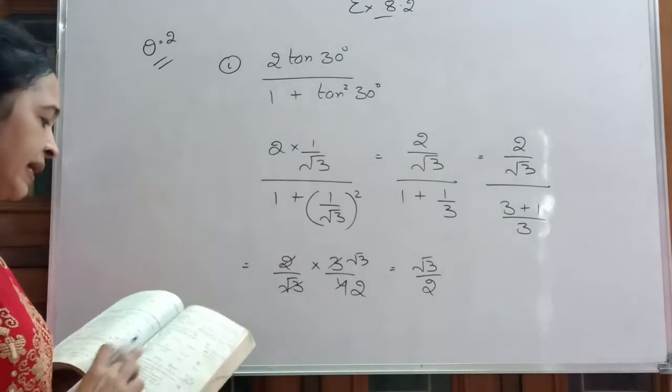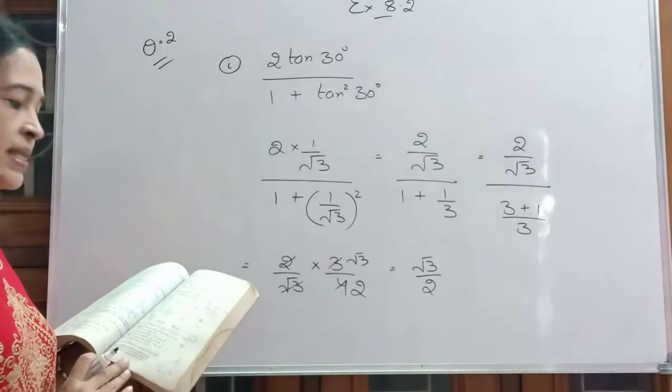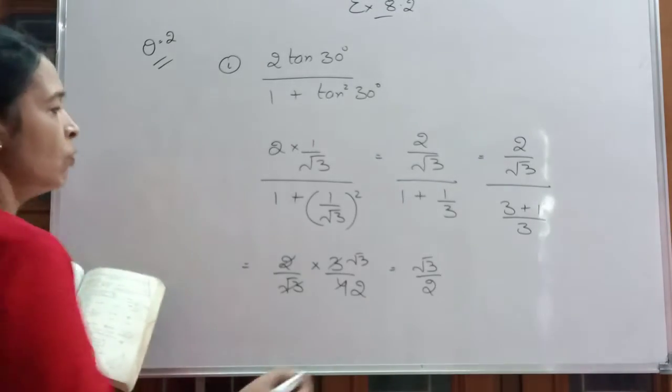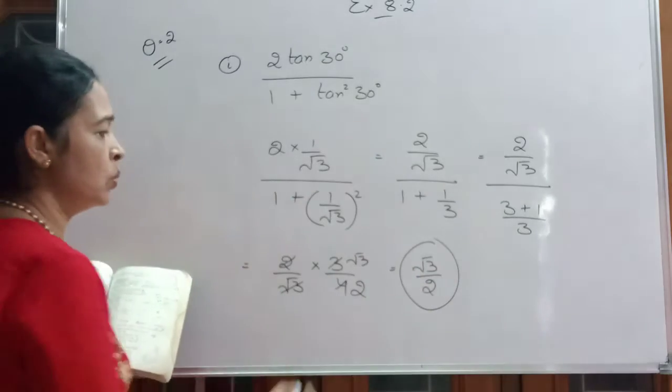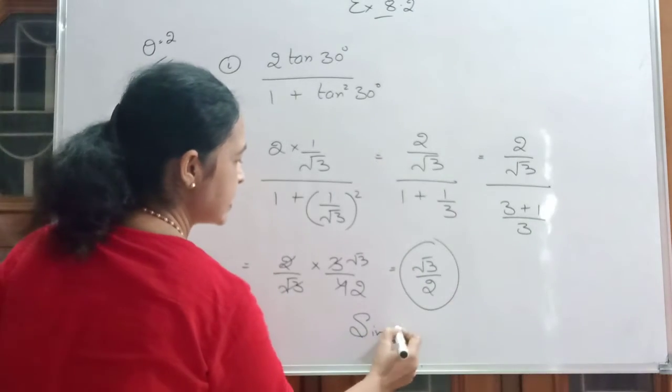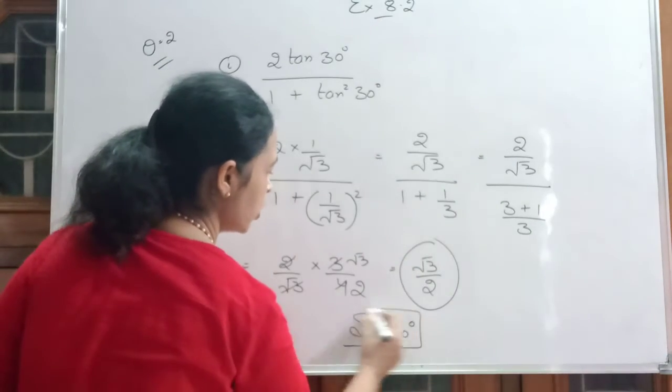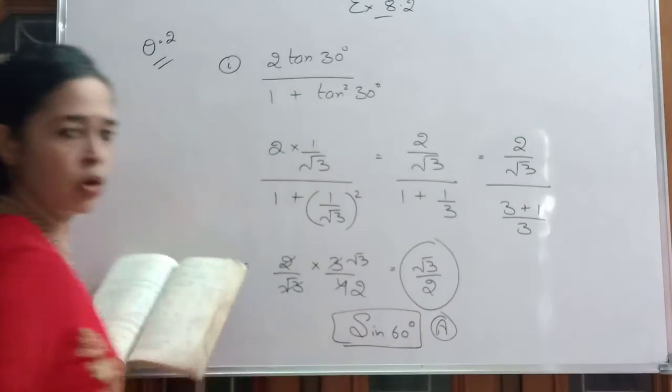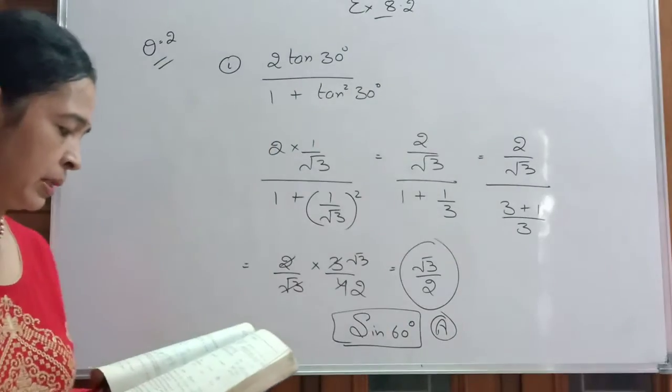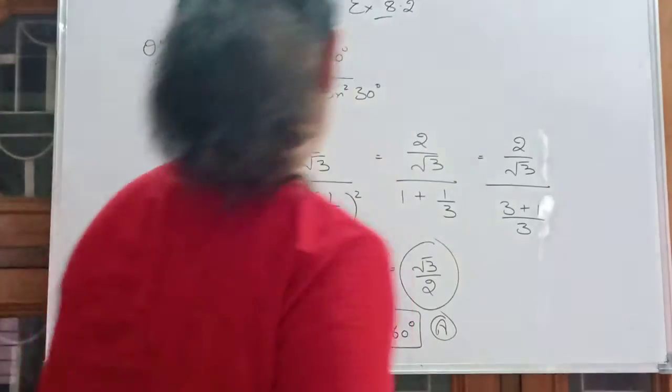Which option will be correct? Sin 60, cos 60, tan 60 or sin 30? What is root 3 by 2? Sin 60 degree is the value of root 3 by 2. Therefore, option A is the correct option. Let's do part 3.